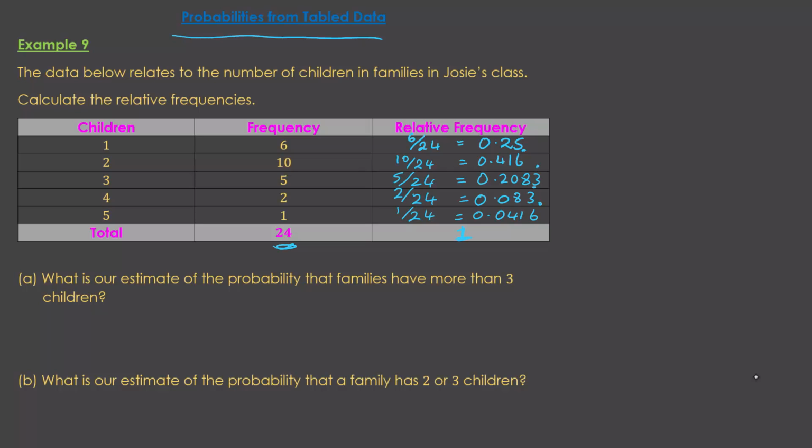The relative frequencies are basically probabilities based on the data we have. So they must add up to 1, because if this is all of the children in the class, 24, then every possible outcome is listed here, and therefore the probability of all of them added together must come to 1.